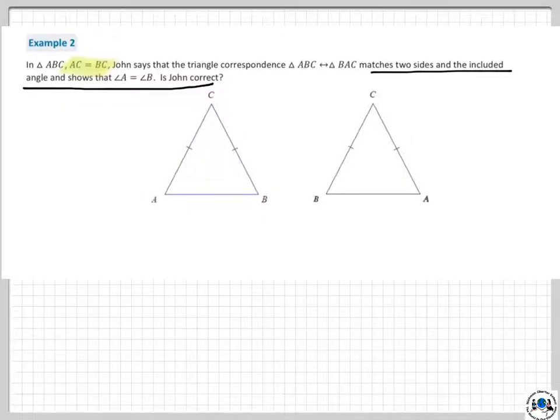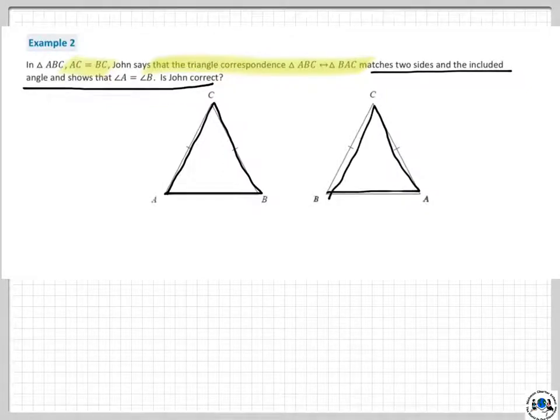Okay, well, just the fact that John tells us that the triangle has its correspondence here, ABC corresponds to BAC. Okay, ABC is the same as BAC. All right, if that corresponds right there, then that means that everything is the same. All dimensions are the same, all measurements.